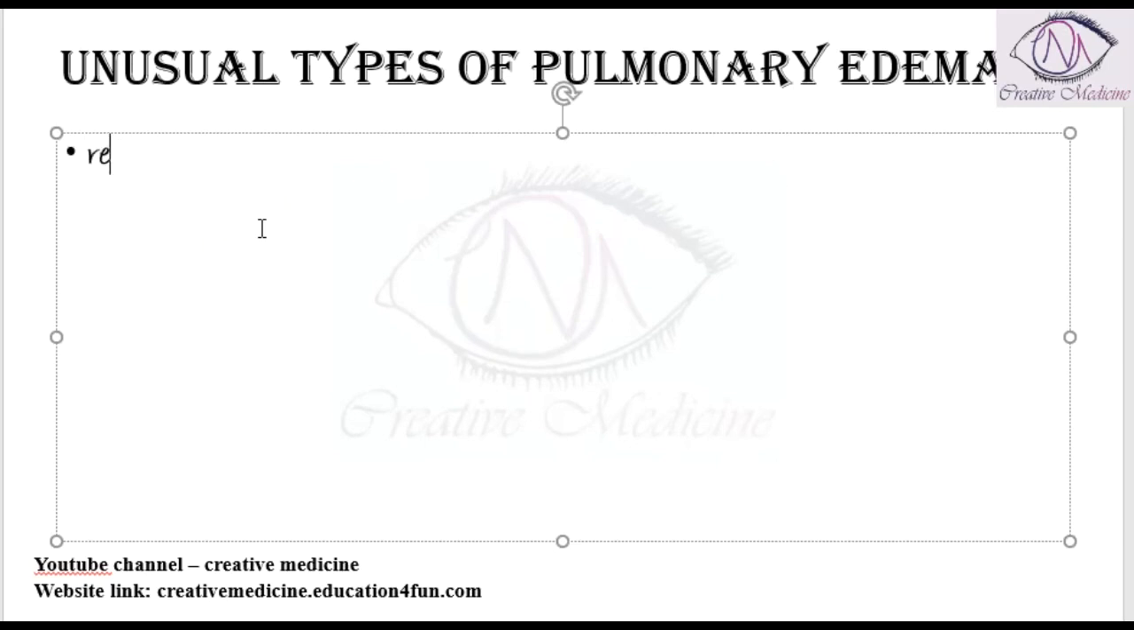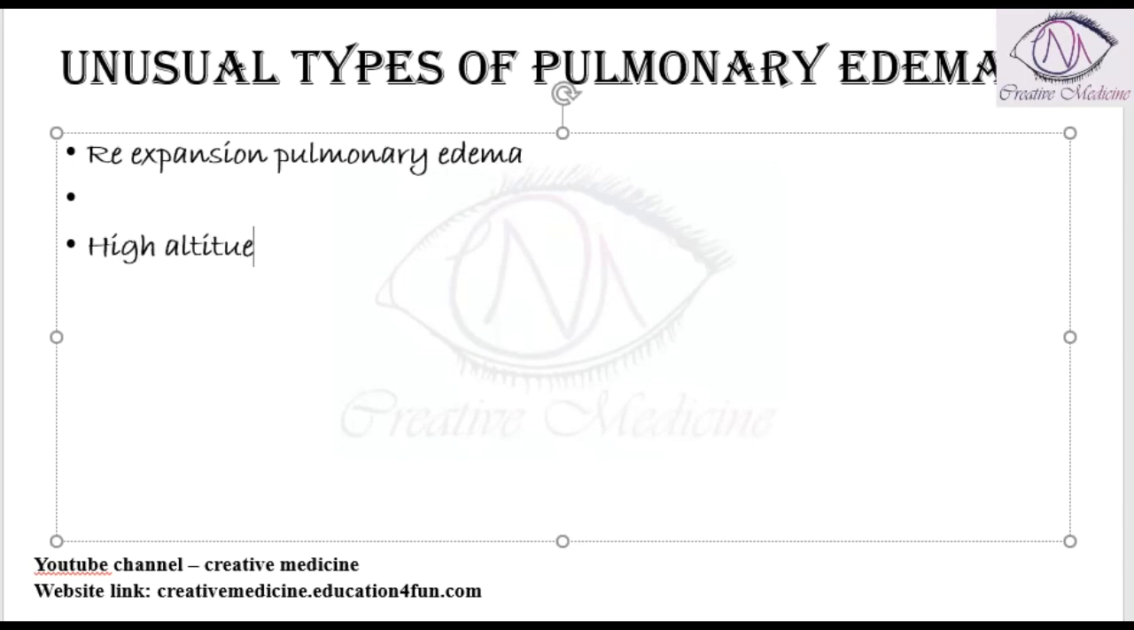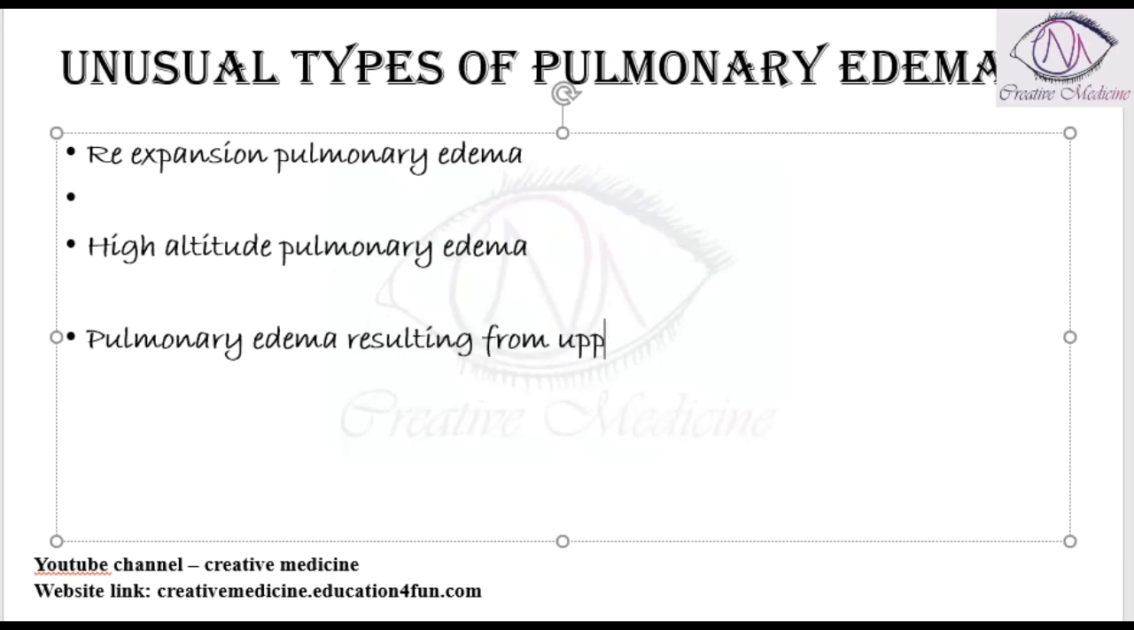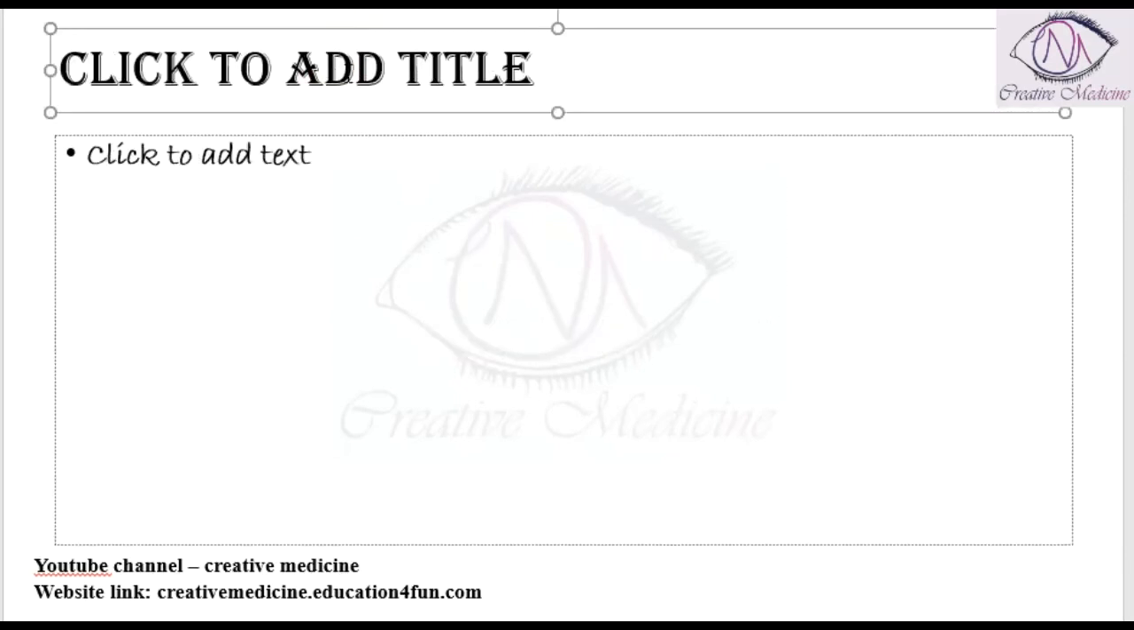So, in pulmonary edema, we have re-expansion pulmonary edema, high altitude pulmonary edema, and we also have pulmonary edema resulting from upper airway obstruction. Okay, first we will see re-expansion pulmonary edema.